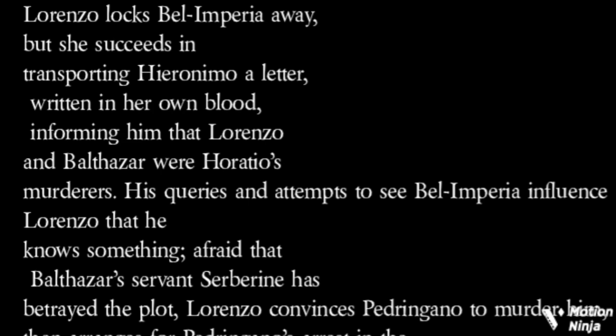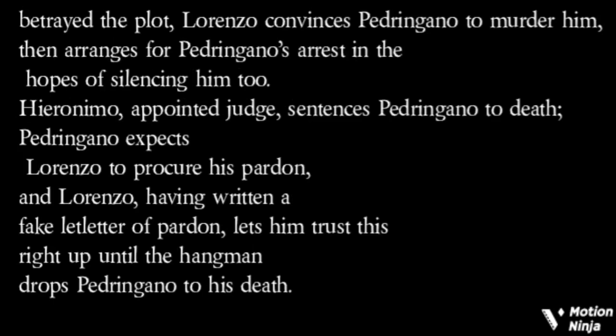He is curious and attempts to see Bel-imperia. Lorenzo knows something is wrong, afraid that Balthazar's servant Serberine has betrayed the plot. Lorenzo convinces Pedringano to murder him, then arranges for Pedringano's arrest in the hope of silencing him too. Hieronimo, appointed judge, sentences Pedringano to death. Pedringano expects Lorenzo to procure his pardon, and Lorenzo, having written a fake letter of pardon, lets him trust this right up until the hangman drops Pedringano to his death.